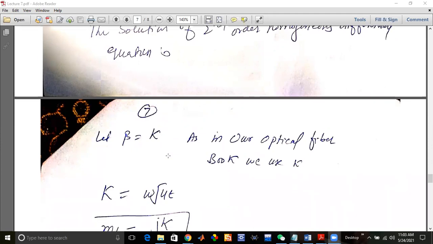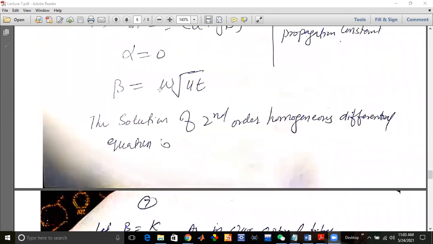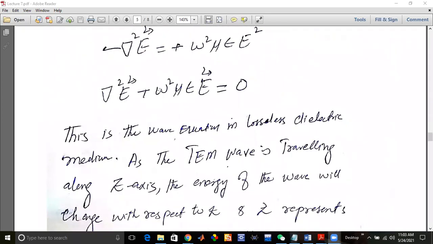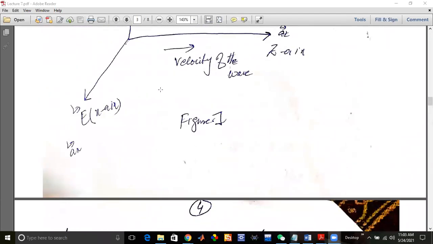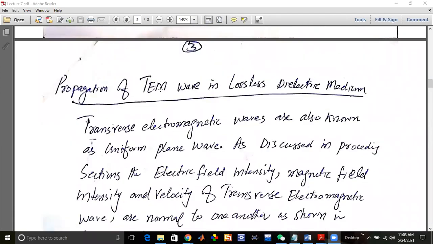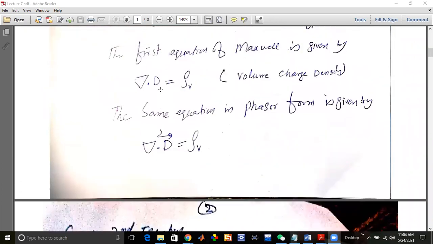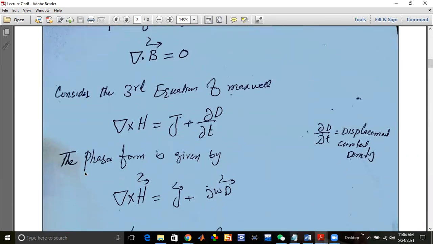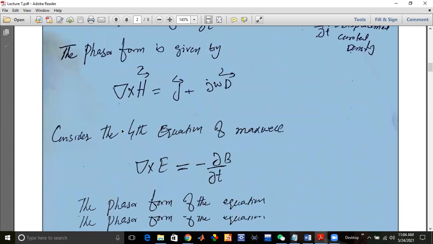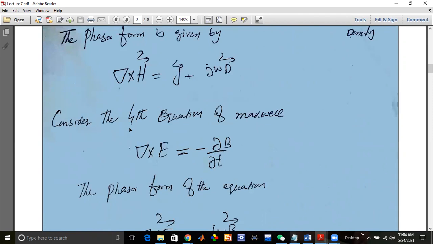And if you know the value of the E, so you can calculate the value of the H from this equation.